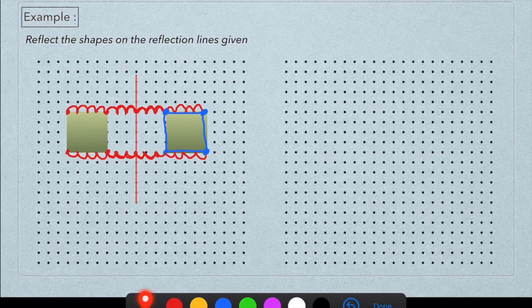Reflect this triangle over this reflection line. I give you 1 minute to follow my instructions and go for it.